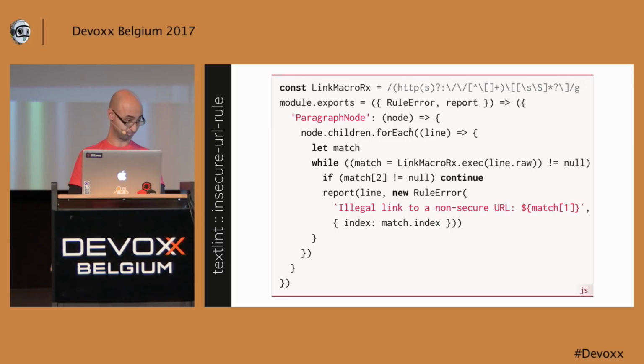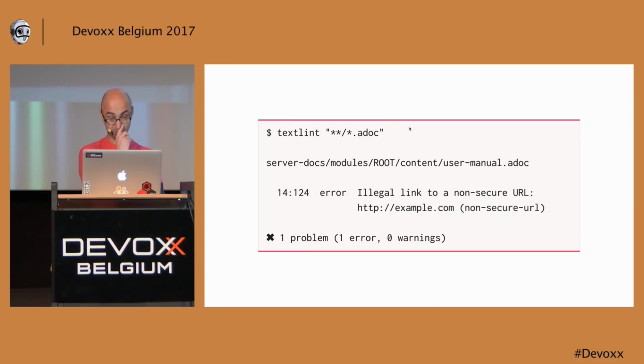This is the code. And this is what you will do. You run TextLint on all the AsciiDoc files, and if there is some URL that is not HTTPS, it will say, in this line, there is an illegal link to an insecure URL, and it will fail, and you will see there is an error. This is an improvement that the community is trying to give us.